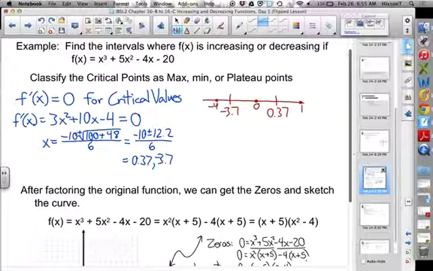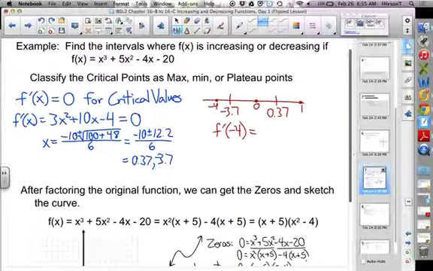And I'm going to plug that into what? The original derivative. The derivative, because I want to tell, is our slope positive? Is it increasing? Or is our slope negative? Decreasing. Alright, so I'm going to do f prime of negative 4.